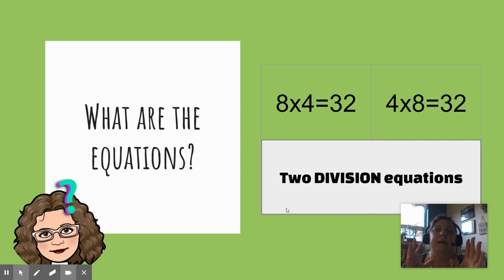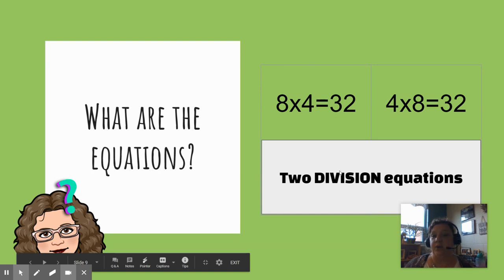Big thing to remember on division equations: always put the big number first. So you know how when you subtract, if you had 4 minus 10, it wouldn't make sense? When you're subtracting, you always have the big number first. So 10 minus 4. Same with division. Big number first. Super important.